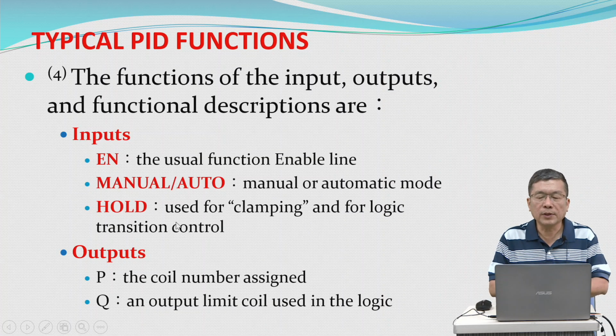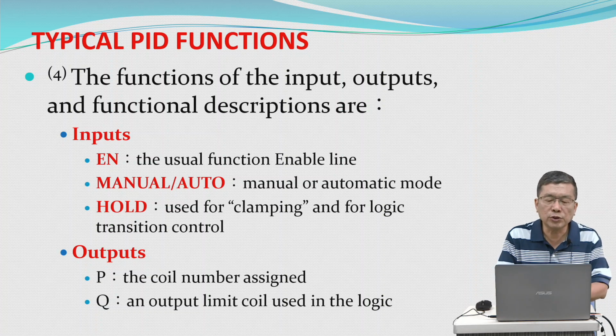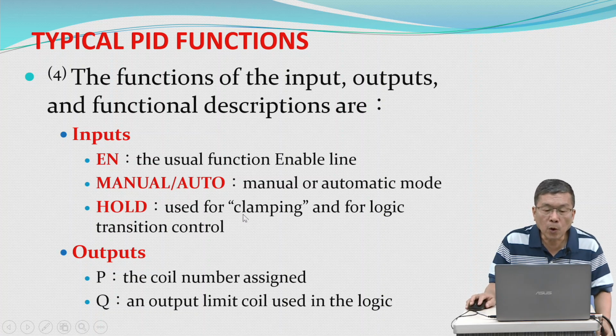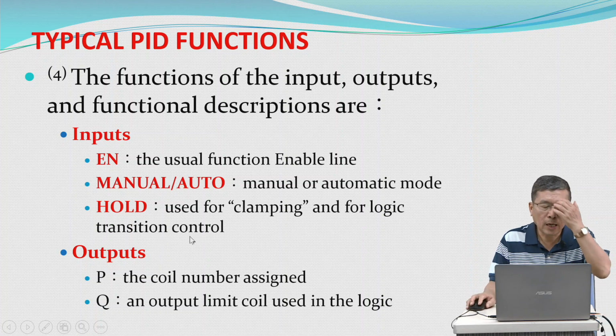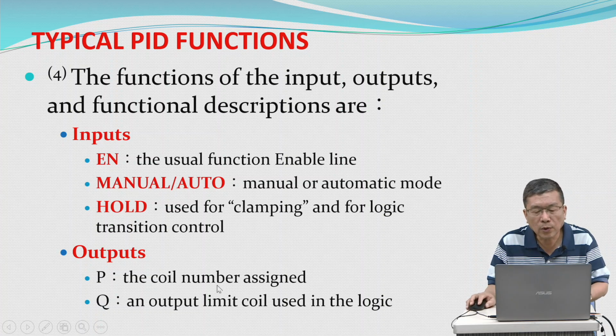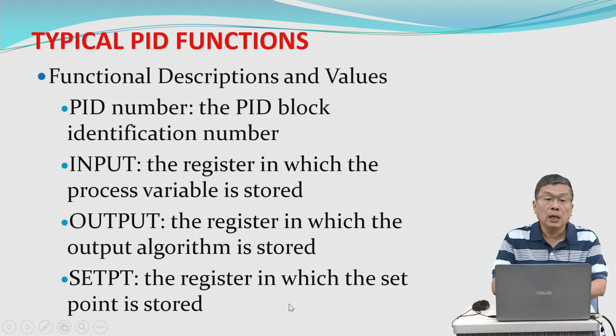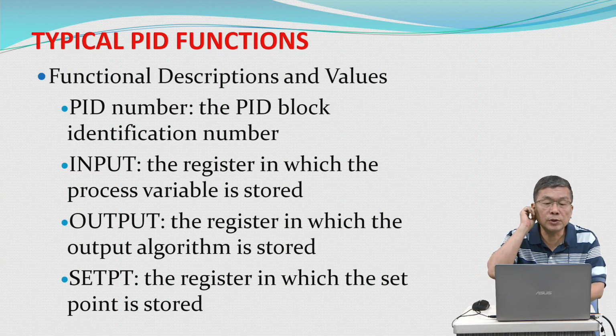The functions of the input and output, and the functional descriptions, are: input, enable, the usual function enable line; manual and auto, manual or automatic mode; hold, used for clamping or for logic transition control; output, P, the coil number assigned; Q, an output limit coil used in the logic. Functional description and the values.